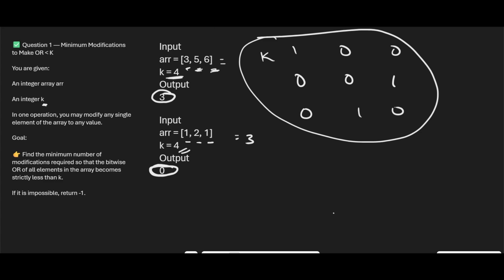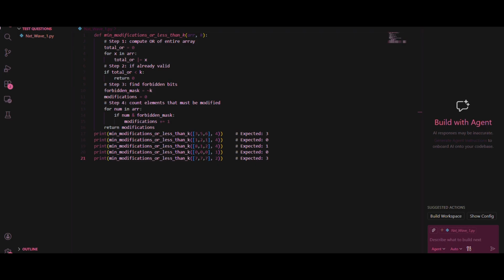Now let us take a look at the code. So here is the entire code. This is the function name that I have given. First step, we have to compute the OR of the entire array, and then compare it with the value. If it is already valid, we return 0. Now the forbidden bits finding part.